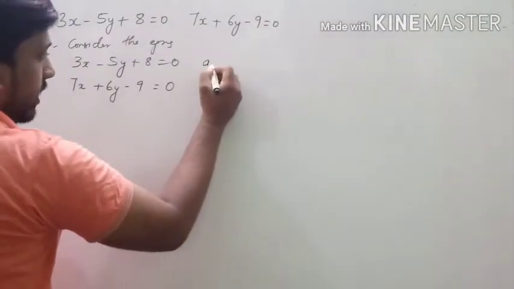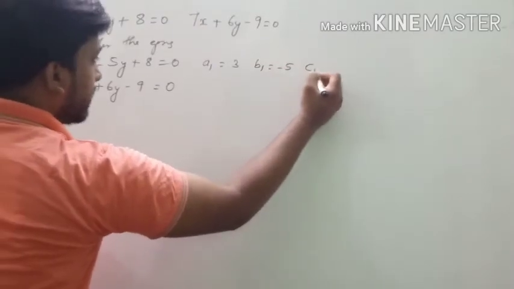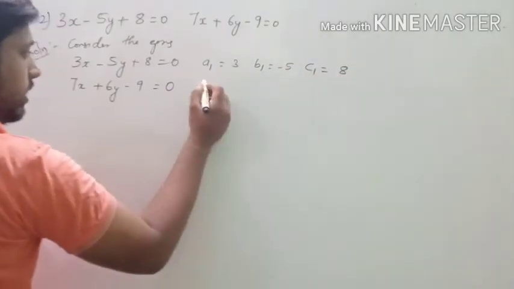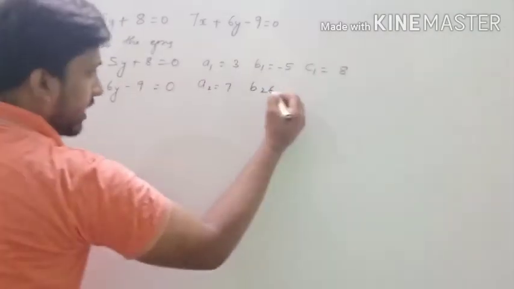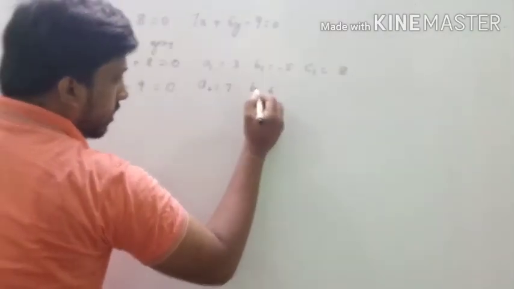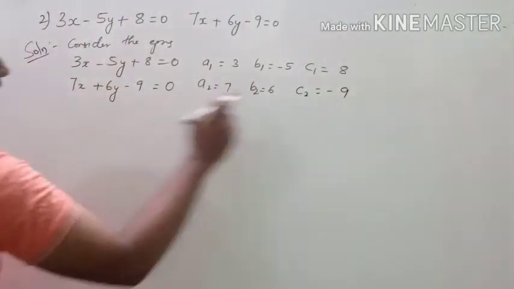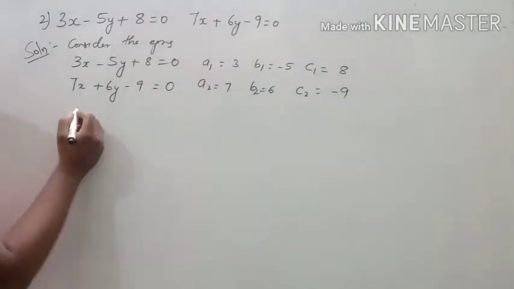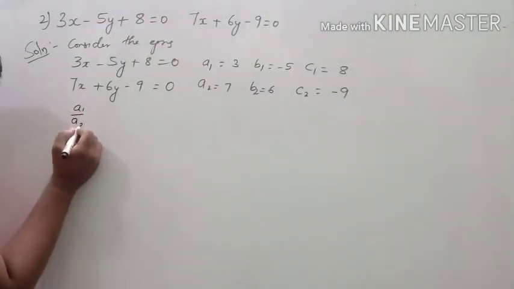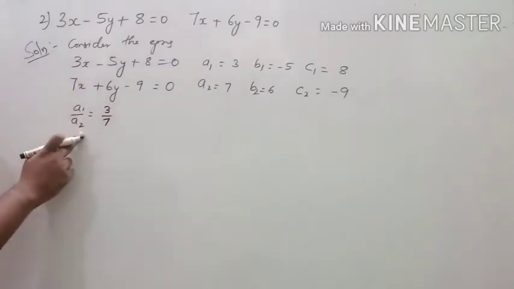Here we have a1 is equal to 3, b1 is equal to minus 5, c1 is equal to 8, a2 is equal to 7, b2 is equal to 6 and c2 is equal to minus 9. This is minus 9, right? Yes. Now I am going to take a1 by a2. What is a1 by a2? That is 3 by 7. I cannot simplify further.